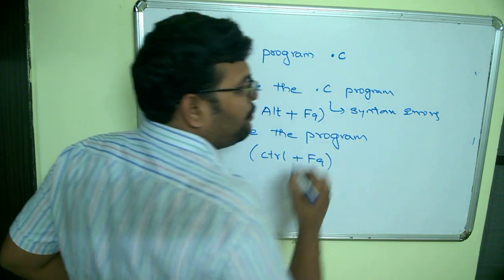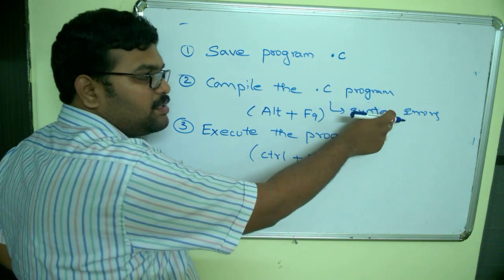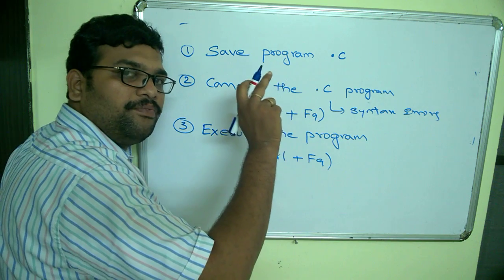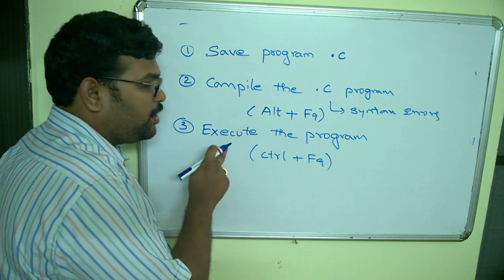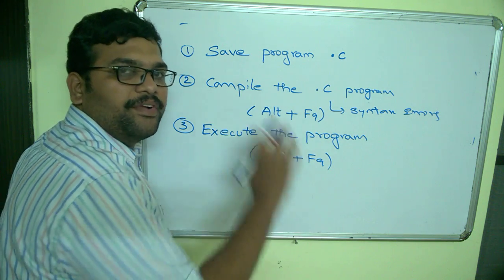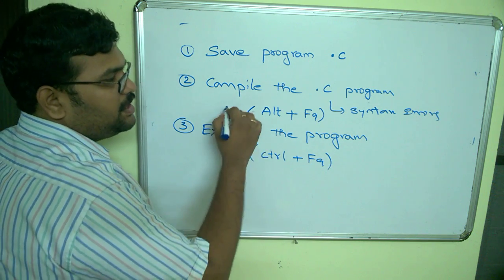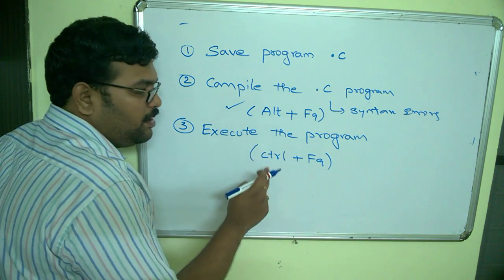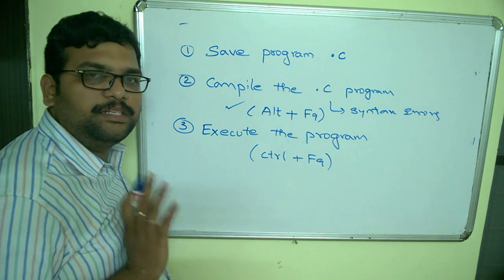So after compilation, all the syntax errors will be displayed. So we have to rectify all those errors and only the error-free program can be executed by the C compiler. So before execution, the program must be error-free. That means the syntax errors. For this, the shortcut keys are Alt plus F9 and Control plus F9 so that we can get the display.